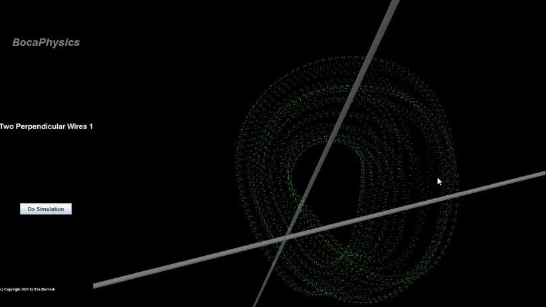This is a single magnetic field line which clearly does not close after one transit. Note that the field line wraps around both wires and remains in the region of space where the two wires are closest.